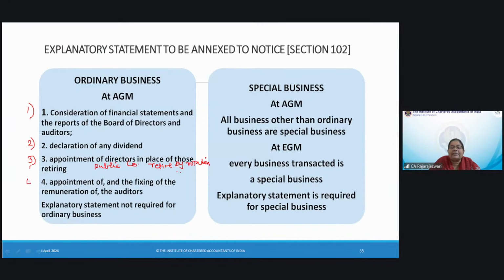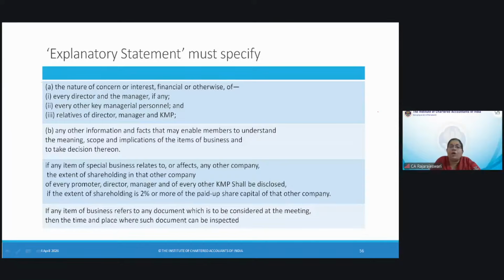Then the next agenda is appointment of and fixing of the auditor's remuneration. Since it is an ordinary business, an explanatory statement is not required. For special business, an explanatory statement is required. And for an EGM, any business you transact, an explanatory statement is required. What will the explanatory statement contain? What are the details that you should give?